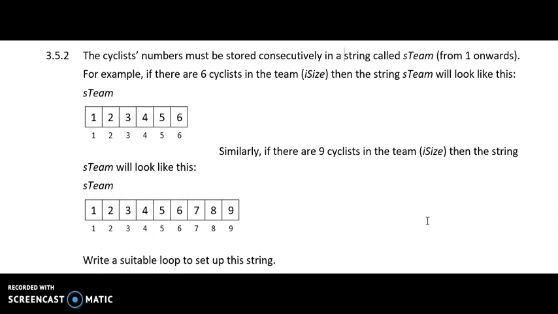Right, okay, 352. The cyclist numbers must be stored consecutively. In other words, you just number them from 1 onwards in a string variable, which should be called S-team. For example, if there are 6 cyclists in the team, in other words rsize, which you just read in, is 6, then the string S-team would have 6 characters in it: the characters 1, 2, 3, 4, 5, and 6. Similarly, if there were 9 cyclists in the team, which was the maximum size, then the team would look like this: 1, 2, 3, 4, 5, 6, 7, 8, 9. You could write a suitable loop to set up the string. We'll see that the order within the string will play a role a bit later.